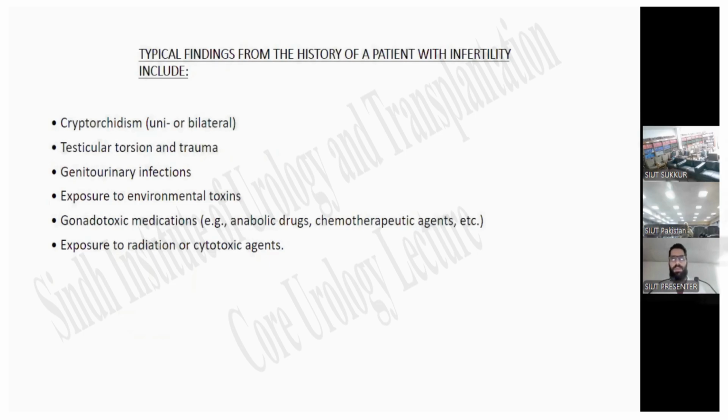Typical findings from the history of a patient with infertility include presence or absence of undescended testes, history of any testicular torsion and trauma, history of genitourinary infections, and exposure to environmental toxins, gonadotoxic medications, including anabolic drugs or chemotherapeutic agents, and exposure to radiation or cytotoxic agents.